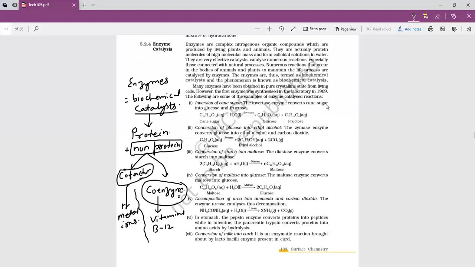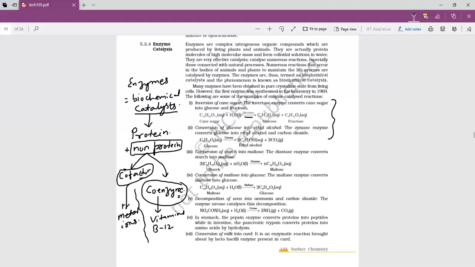So these two reactions are the same reactions only. Actually, these are two steps reaction in which first of all, on the sugarcane juice, invertase enzyme works and converts it into glucose and fructose. Then on glucose, zymase enzyme, which comes out from the yeast, converts it into ethanol and CO2 gas.